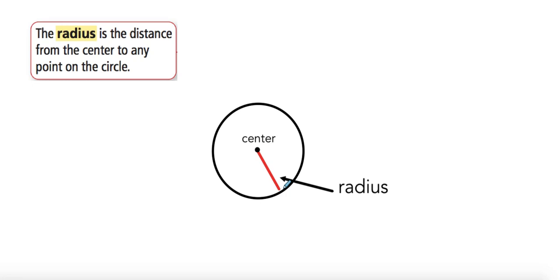The radius is the distance from the center to any point on the circle. So in a similar way, we can draw the radius in many different forms as long as it goes through the center to any point on the circle.